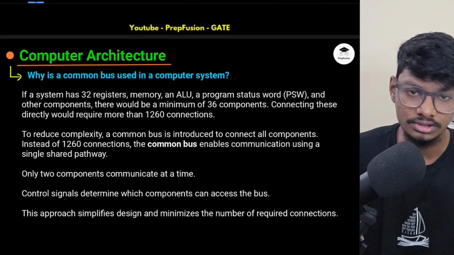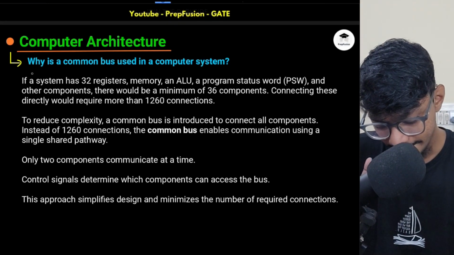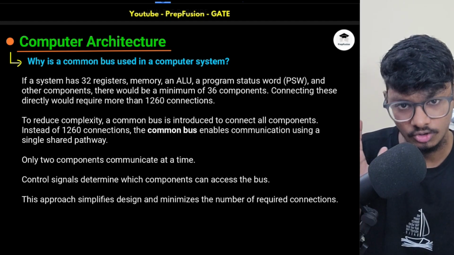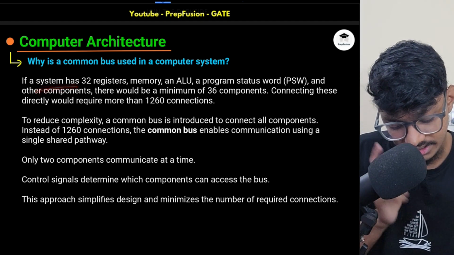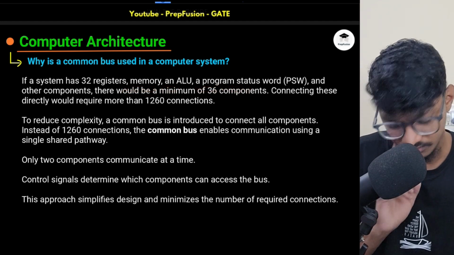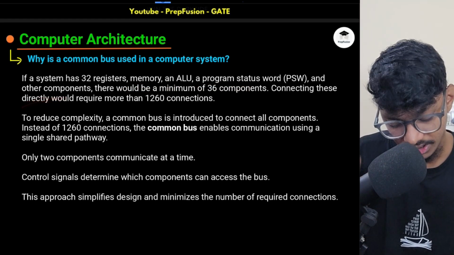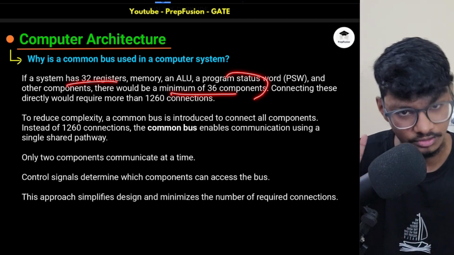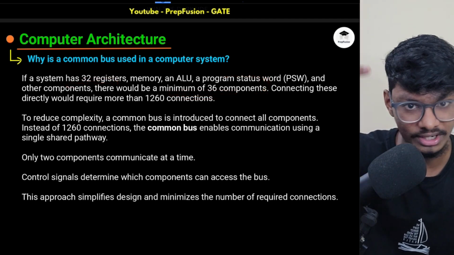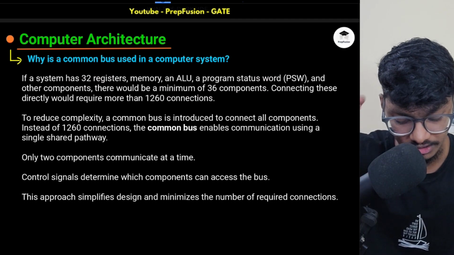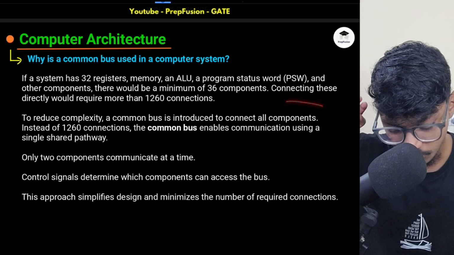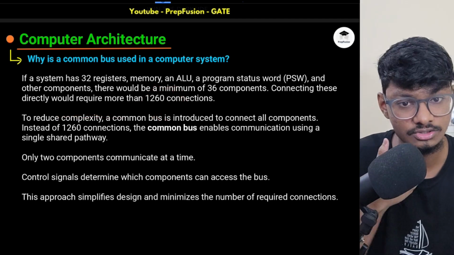So the main question is, why is a common bus used in a computer system? What is the requirement for a common bus? If a system has 32 registers, memory, an ALU and a program status word, that is a minimum of 36 components. Connecting these would require 1260 connections.